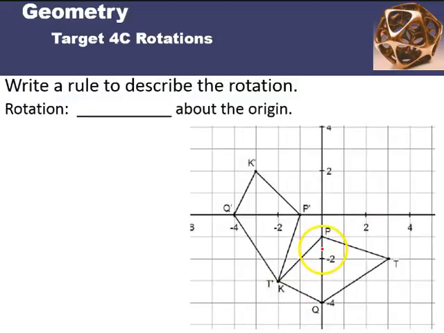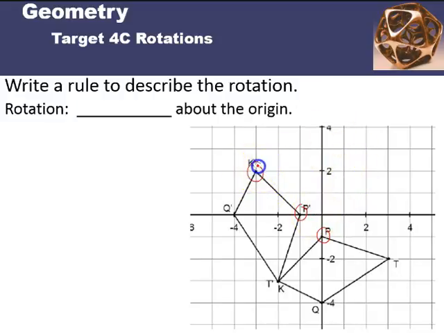All right, now we have to write the rule. So I just count. I look at it and I count. So I'm going to do P to P prime. So that looks like 90 clockwise or 270 counterclockwise.